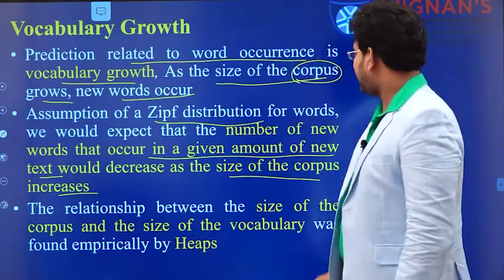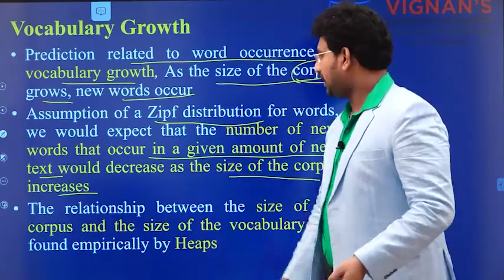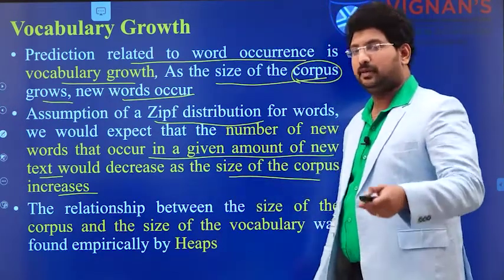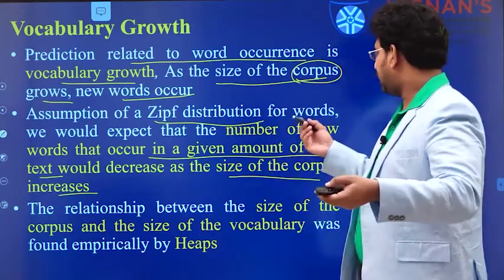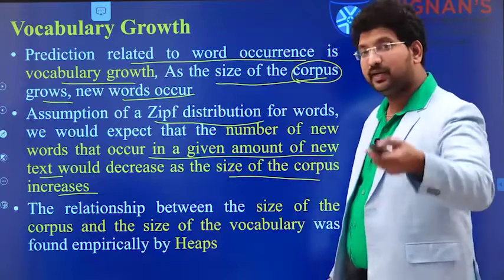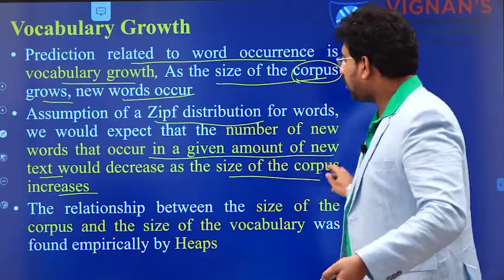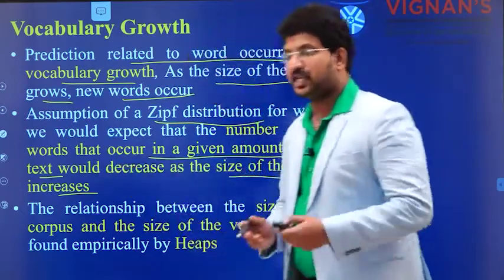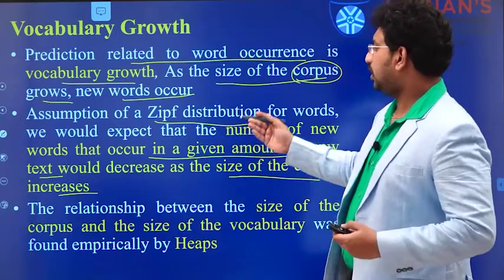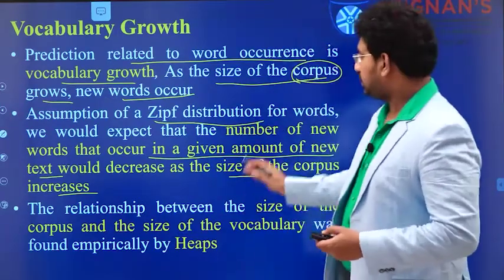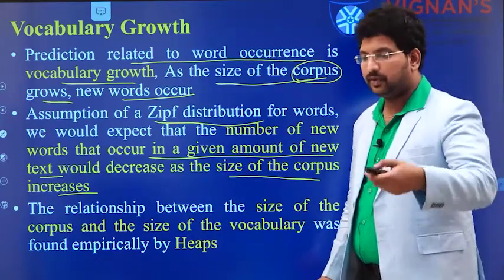So what it is saying is that the number of new words that occur in a given amount of new text would decrease as the size of the corpus increases. When the size of the corpus increases, the amount of new words would decrease. So this is one of the assumptions about the Gibbs law.